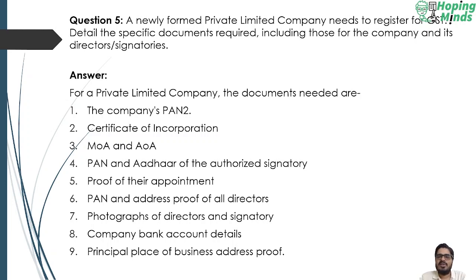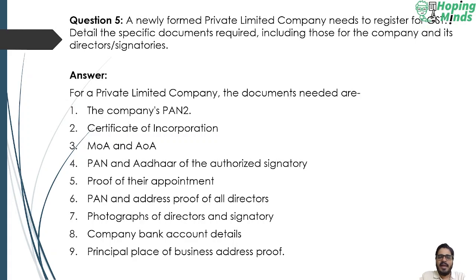So in case GST registration is to be taken for the company, the list of documents that are required will be the company's PAN, then the certificate of incorporation, that is COI, then the memorandum of association and the articles of association. So the MOA contains the different clauses like capital clause, then object clause, etc., whereas the articles of association contains the rules and regulations for the internal management of the company.